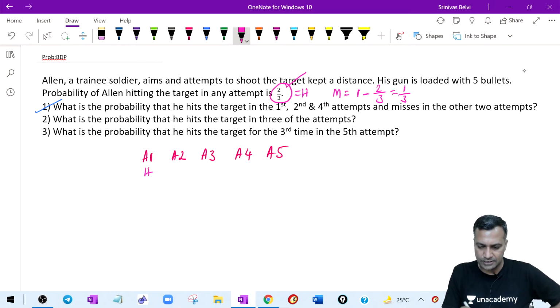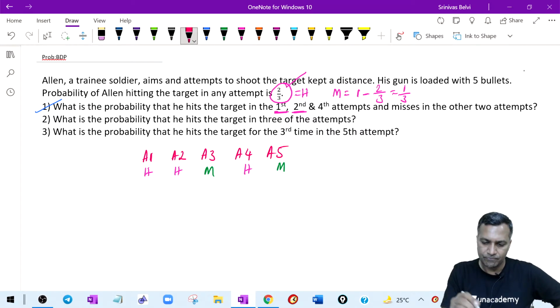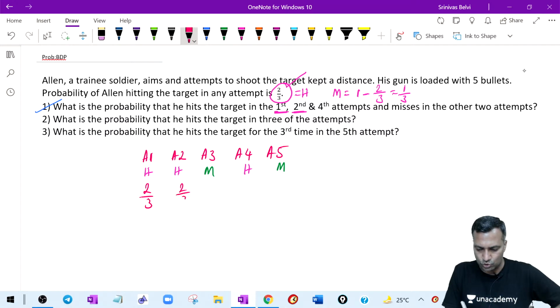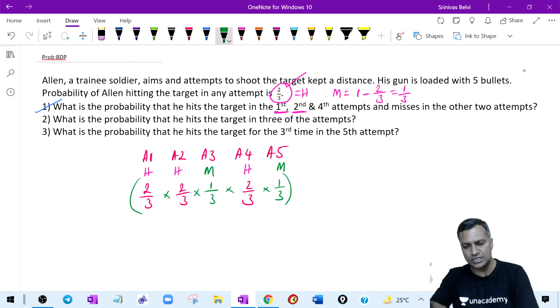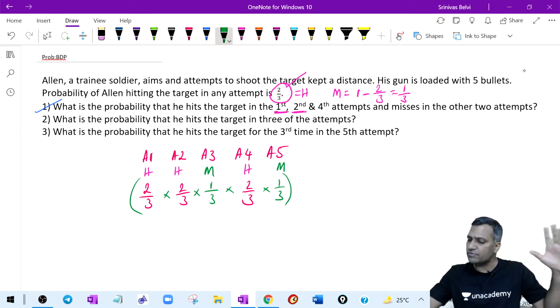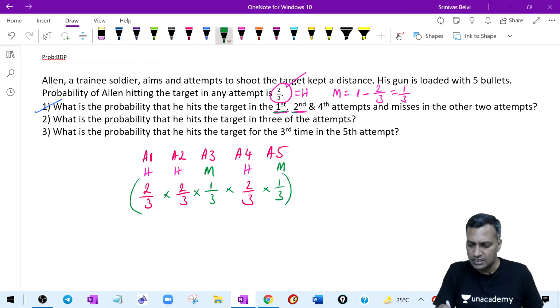The first one is a hit. Second one is a hit. Fourth one is a hit. What about the remaining 2? The remaining 2 are the misses. Write the probability. What is the probability of hitting in the first shot? 2 by 3. What about this? This is 2 by 3. What about this? This is 2 by 3. What about the remaining? Missed means 1 by 3. So he has taken aim all 5 times. Therefore, you write this. This is the answer to the first question, because directions were very clear. He has hit in the first shot, second trial and the fourth trial. The remaining trials, he has missed.